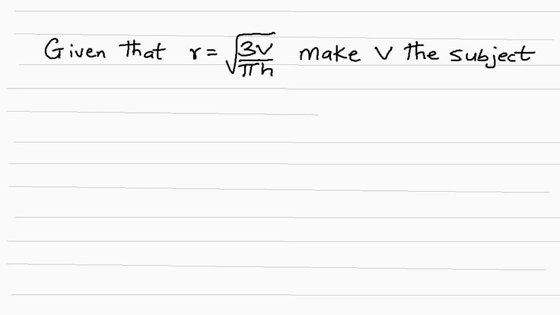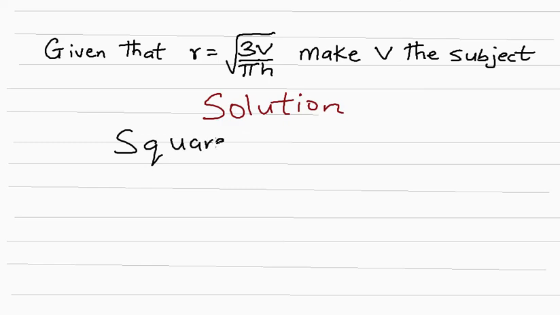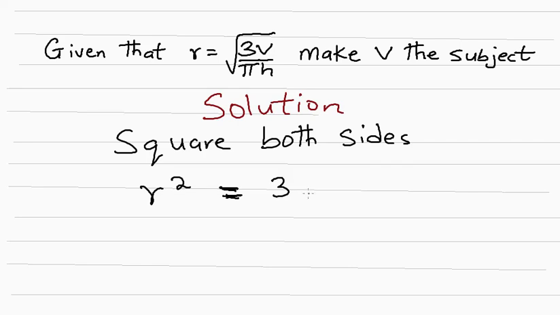This is also a similar question to what we solved previously. You know what we do first? We square both sides. Square both sides. So I'm having r squared. Of course, if I square that square root, the square will cancel the square root. So I'm left with 3v all over pi h.